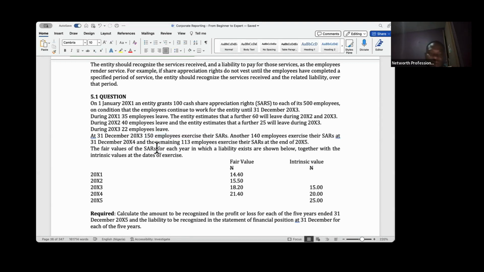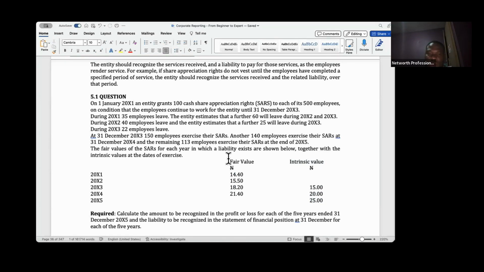And also the fair value of the SAR for each year in which the liability exists, as shown below, with their intrinsic value at the date of exercise. So they give me the fair value of each of those options, or in this case, share acquisition rights. And don't forget, based on my explanation, this is what we will use to measure the option in each year. And they gave me the intrinsic value, which we're going to use as the exercise price. And in this case, 2003, 15, 20, and 25.